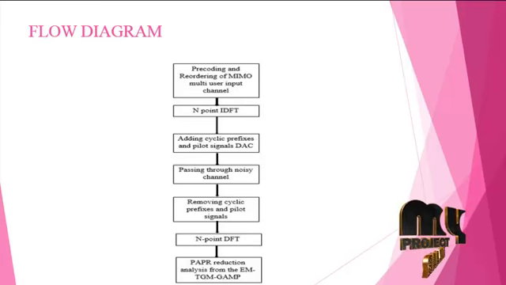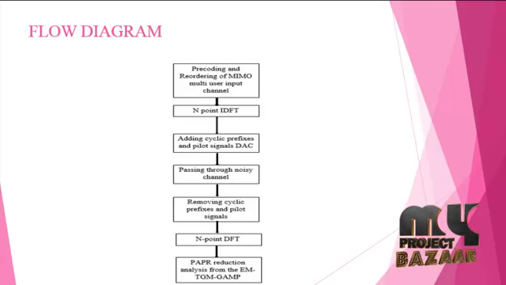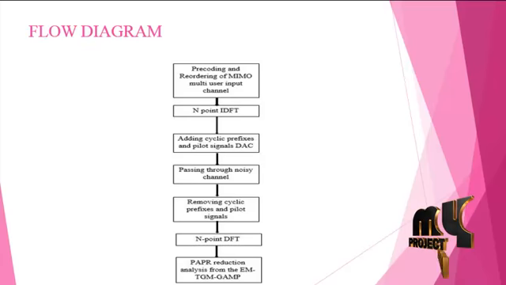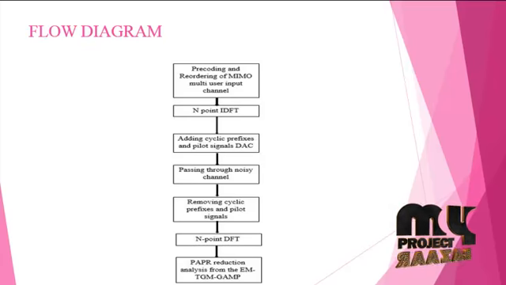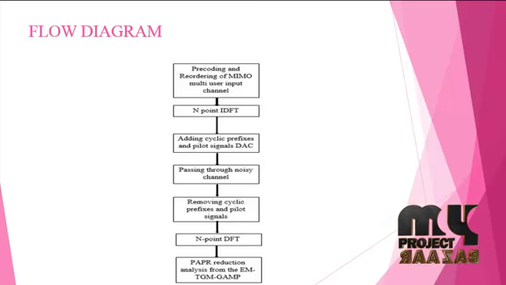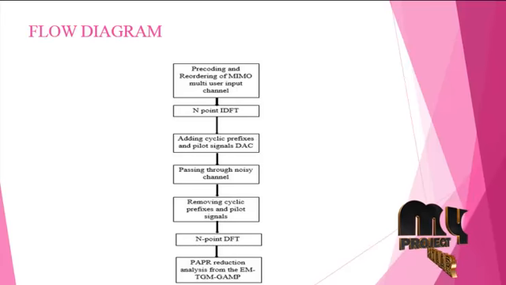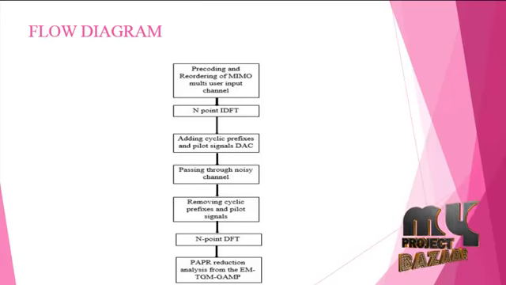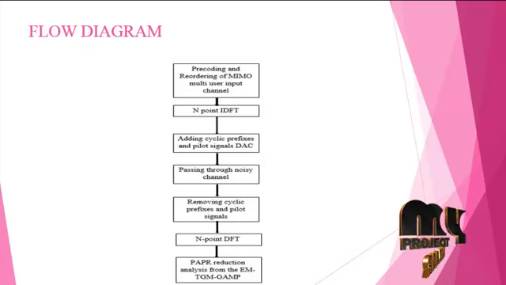The digital value of our signal is converted into analog by means of a DAC converter and it is passed through the noisy channel. At the receiver end, the analog to digital converter is again used for the conversion of analog values into digital values. Hence, the digital values are demodulated by removing the cyclic prefixes and pilot signal that were used in the modulation at the transmitter.